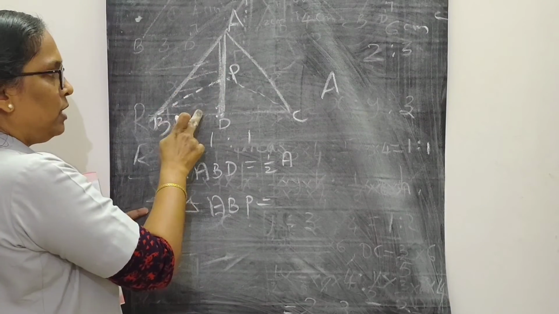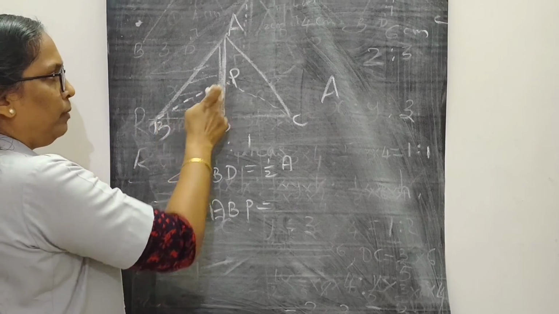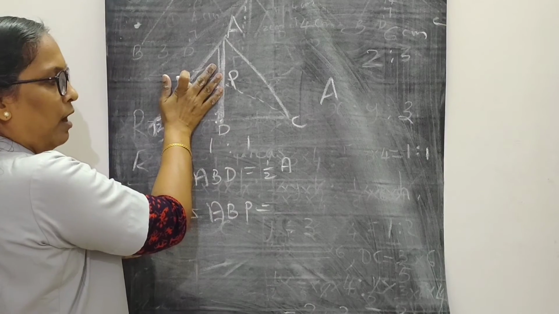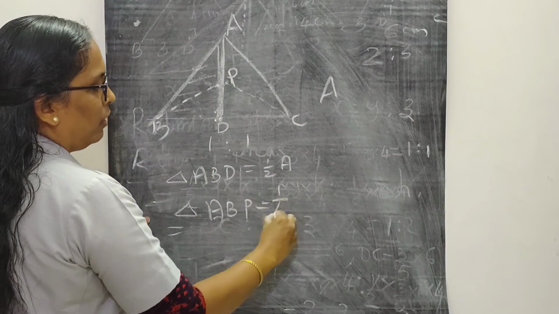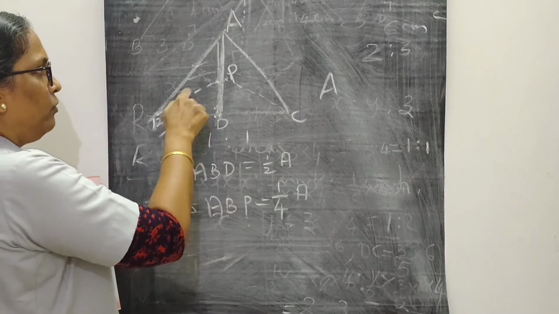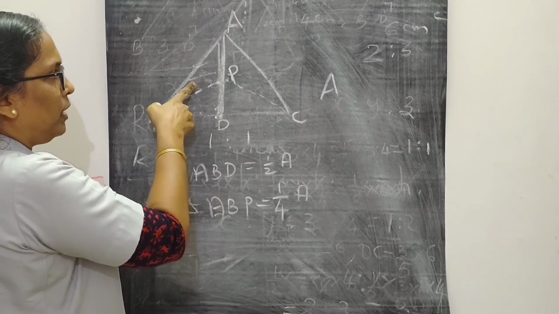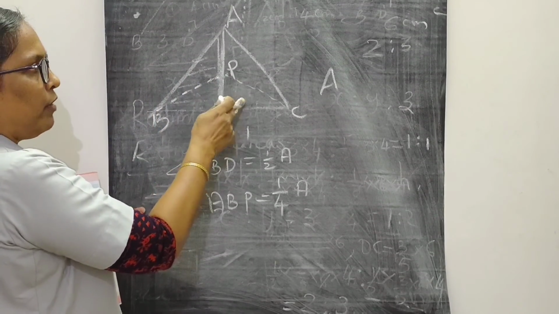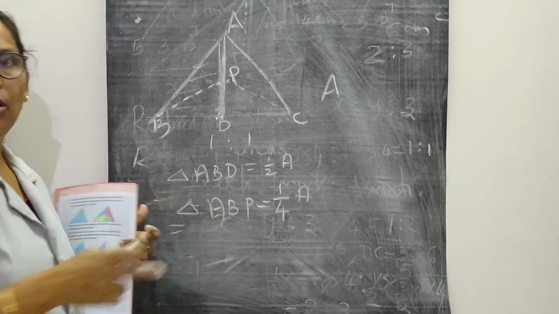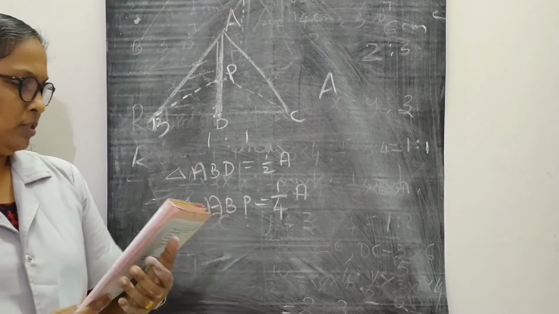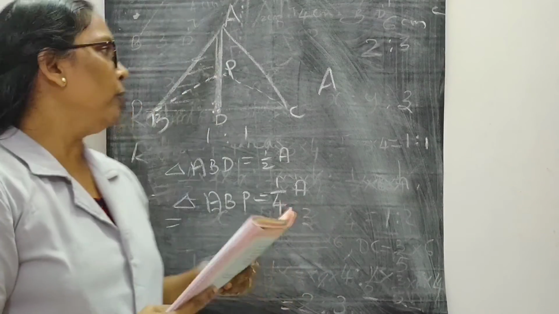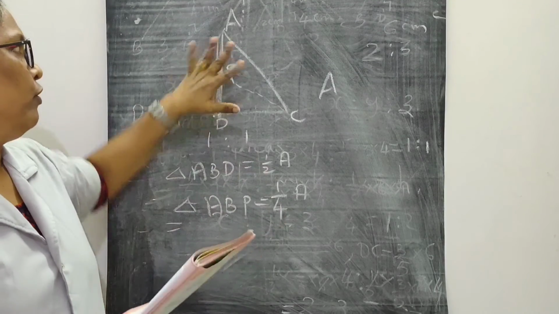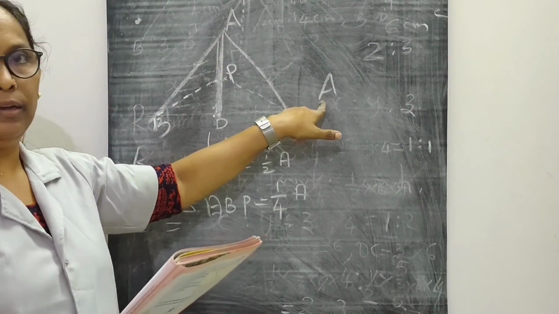So what will be each of these, ABP and BPD? What will be the area of these two triangles? Half of this area means it will be 1/4 of A. So the area of triangle ABP is 1/4 of A, and here also it is 1/4 of A. Similarly, we can find that these two triangles' areas are also 1/4 of A. So the area of all four triangles obtained is equal to 1/4 of the total area A.